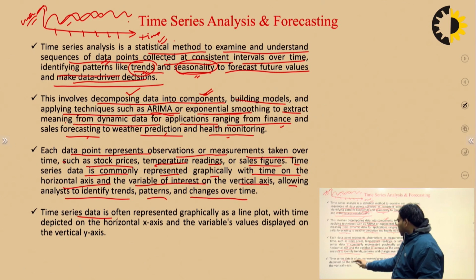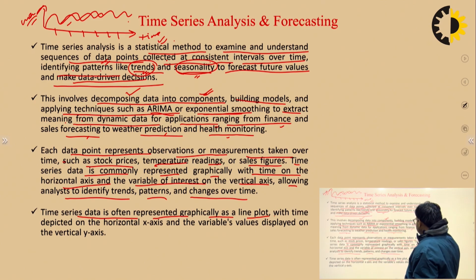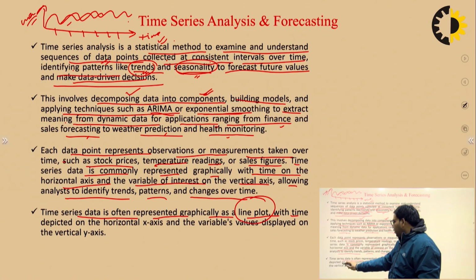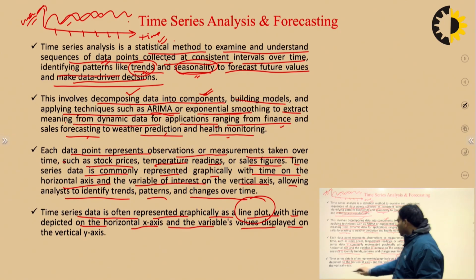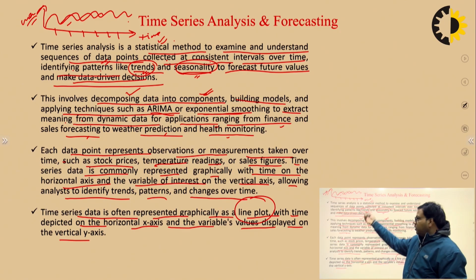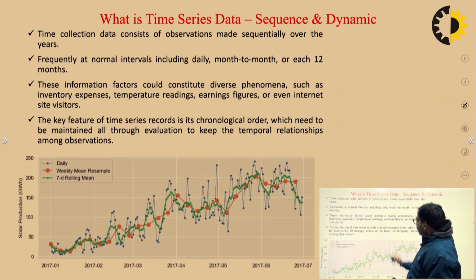Time series data is often represented graphically as a line plot. The most commonly used visualization plot for time series data is the line plot, with time depicted on the horizontal x-axis and the variable's value displayed on the vertical y-axis. I already told you how it is seen, like this.